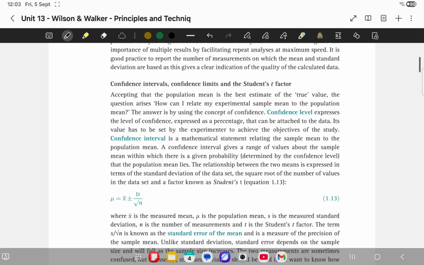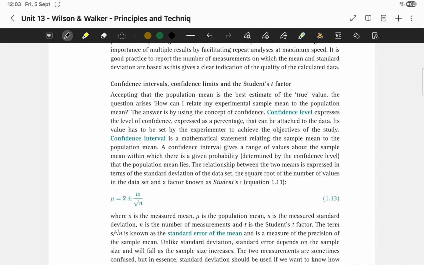Now let's continue. Confidence intervals, confidence limits and Student's t factor. We accept that the sample mean is the best estimate of the true value. The question arises: how can I relate my experimental sample mean to the population mean? The answer is to use the concept of confidence.